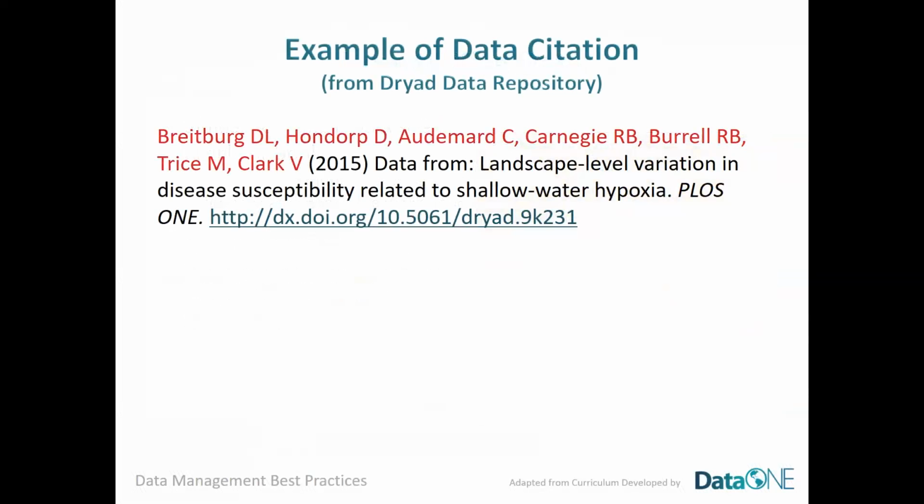You see that the first part is similar to citing an article. You have the authors. In this case, these are the people who collected the data. You also have the date in which the data were collected, or at least the date that the data were finalized and published. The title of that data set is typically named as data from, and then usually the name of the article or research project that the data were from. And then the publisher is PLOS ONE in this case.